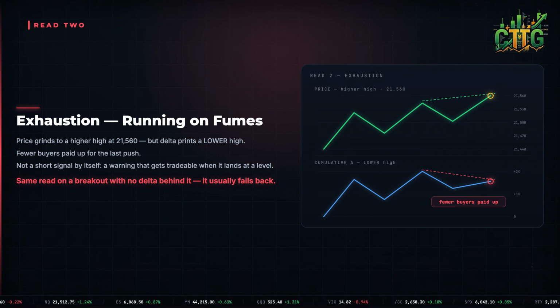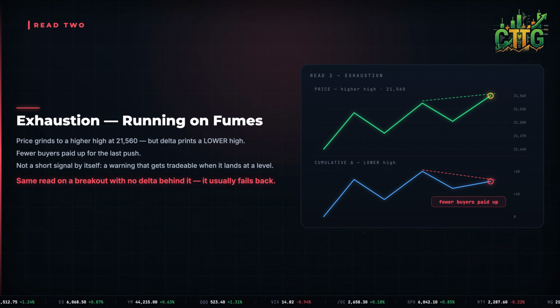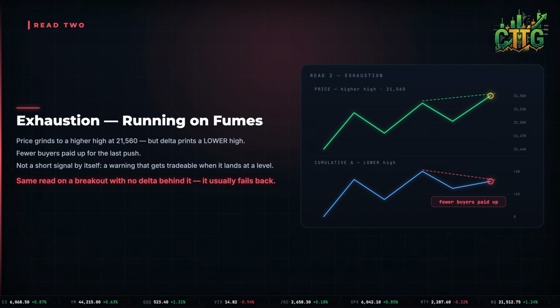Same read applies to a breakout. If price clears the high of day but delta barely moves, there was no real conviction behind it, and breakouts without conviction usually fail back through the level.